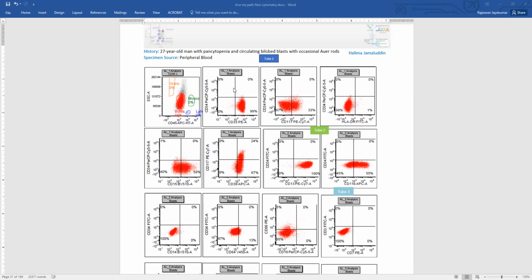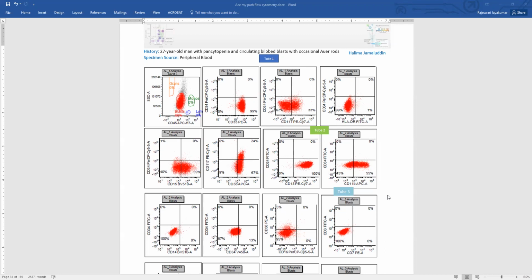In this scattergram, we see that they are negative for CD34. They have a bright CD33 expression. They have a partial CD117 expression. They're negative for HLA-DR. They are partially positive for CD15. They express CD38 and they express CD13, partial CD11b. They're negative for CD14 and CD64. So far we see that they express myeloid markers.